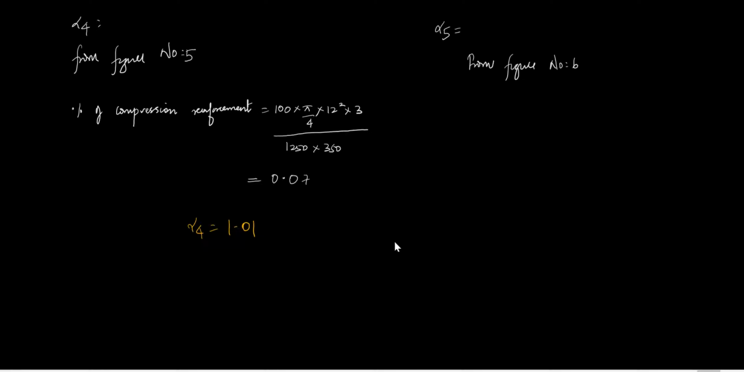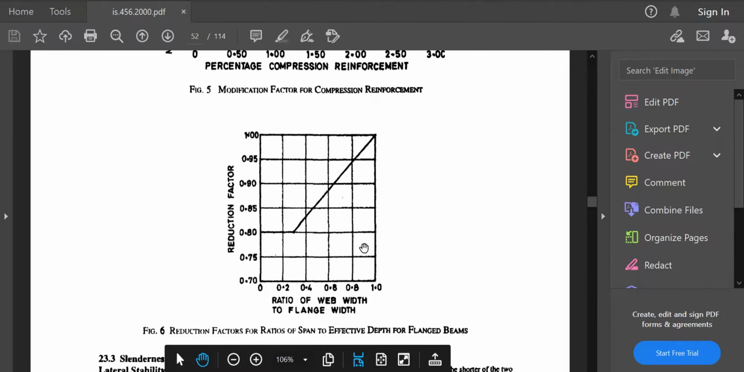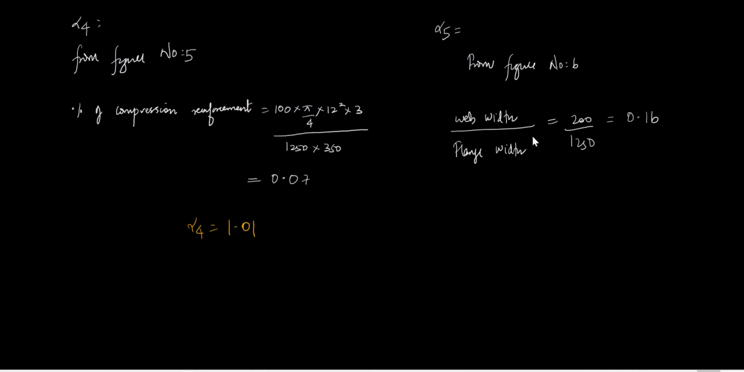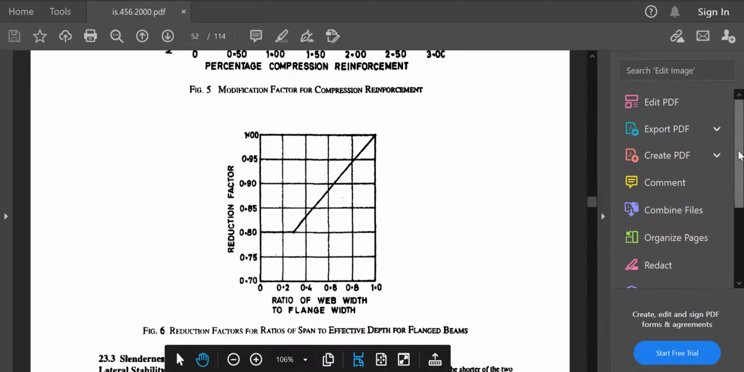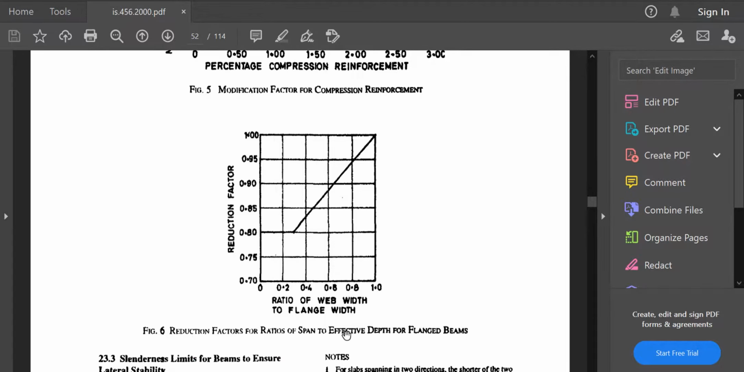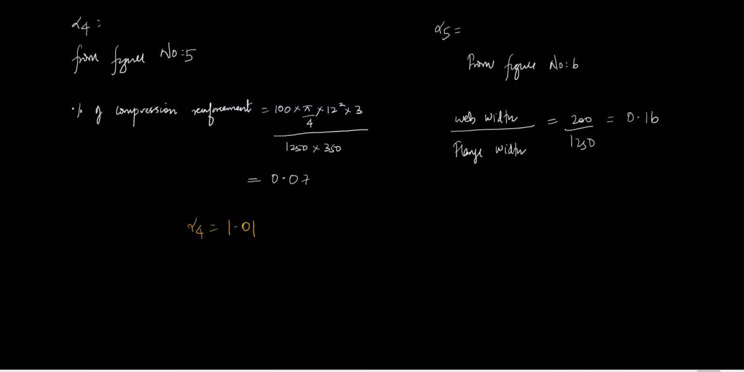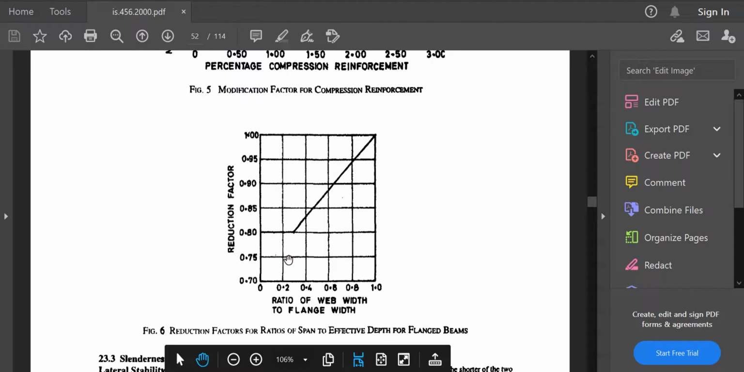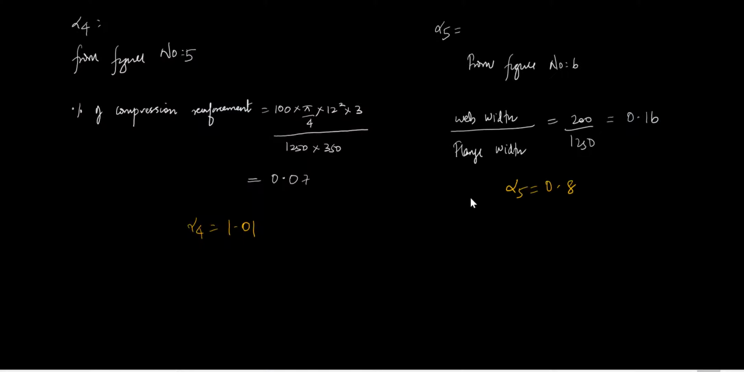Now you need to get the value for alpha 5 from figure number 6. If you go to figure number 6, you have the ratio of web width to flange width directly gives the reduction factor, the modification factor. So with web width to flange width, it is 200 divided by 1250, as 0.16. If we see here up to 0.3, the reduction factor is 0.8. Here our value is 0.16, so the reduction factor is 0.8. So alpha 5 we will get it as 0.8.